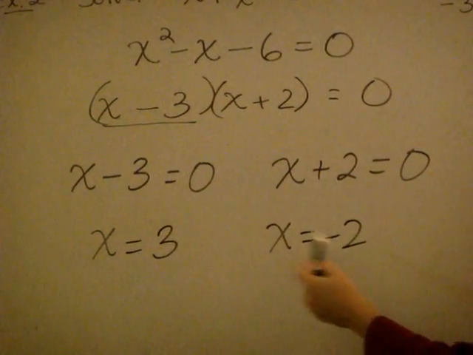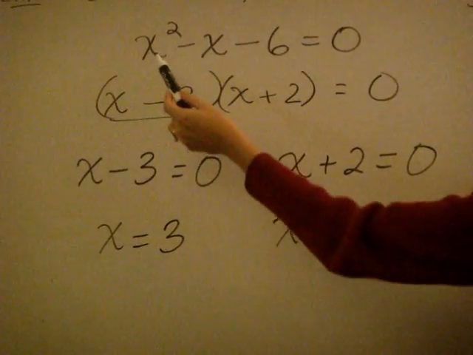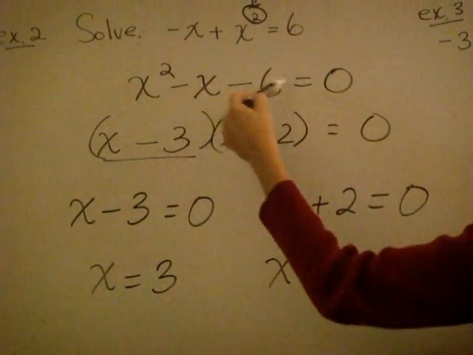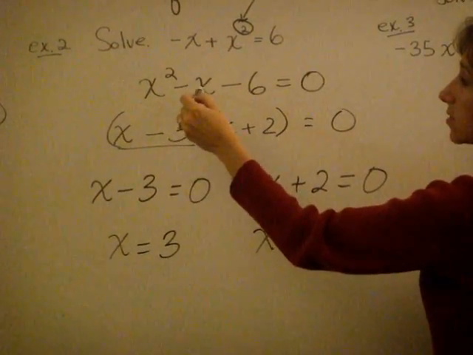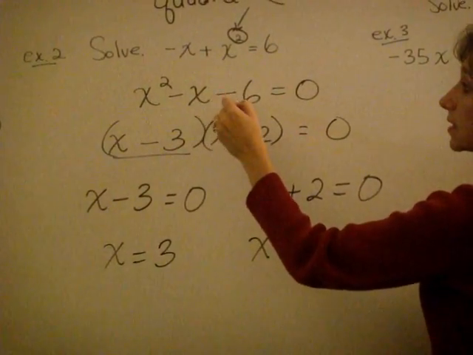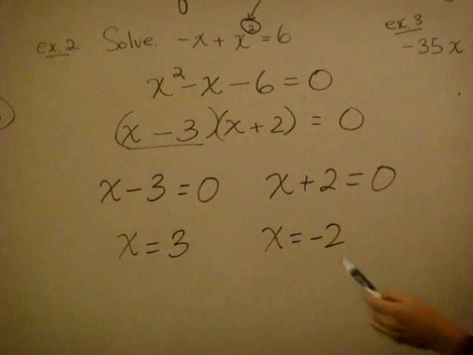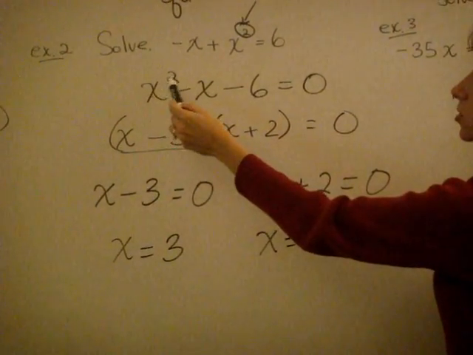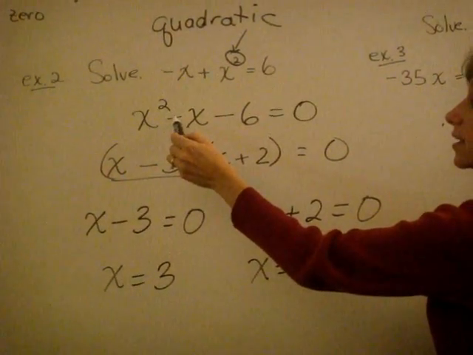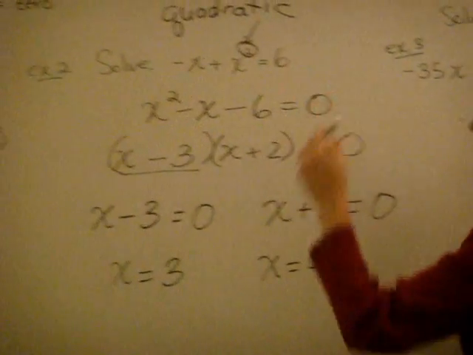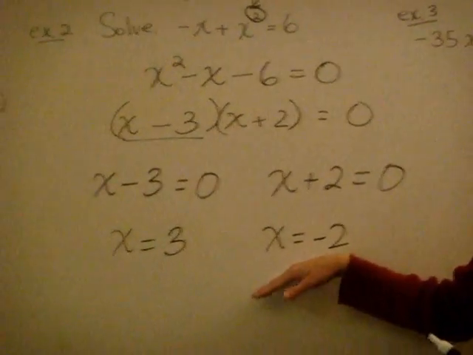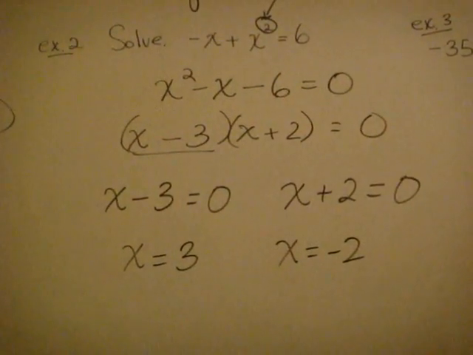You can check these to make sure it's right. You can put it up here into either one of these. If I put 3 in, I'm going to get 9 minus 3, which is 6, minus 6 equals 0. And it works. I can put the negative 2 in there. Negative 2 squared is 4, minus a negative 2 would be plus 2, so that would be 6, minus 6 equals 0. You can easily check these by putting them back into your original problem.